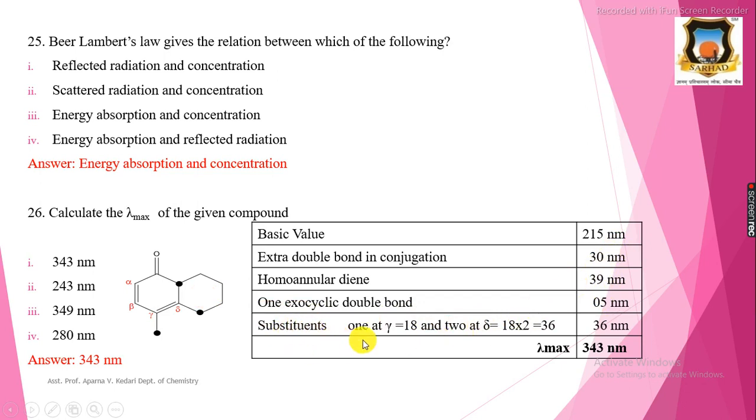Then next is the substituent. At alpha, there is no substituent. At beta, there is no substituent. Then at gamma, there is one substituent, therefore 18 nanometer. Then at delta, there are two substituents, therefore 18 multiplied by 2, 36. 36 plus this 18, sorry, here also add 18, and the total value is 343 nanometer. Therefore, the correct answer is 343 nanometer.